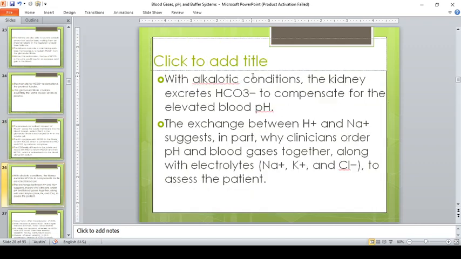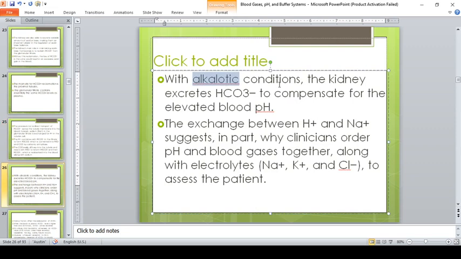So, with alkalotic conditions, in alkalosis, the kidneys excrete. Since alkalosis means the pH level is high because there is too much base, what will the kidney do? The kidney will excrete the bicarbonate, which is the base, to compensate for the elevated blood pH. So if there is alkalosis and the bicarbonate level, the base level, is high, the kidney will eliminate some of the base to balance the pH.